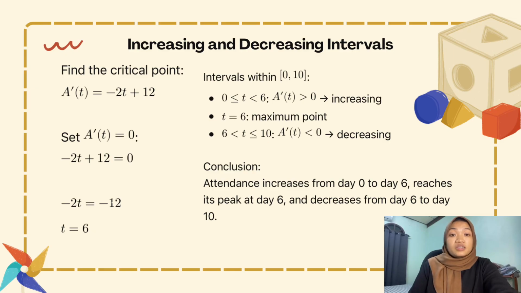Next, we analyze the intervals within the domain from 0 to 10. From day 0 until day 6, the derivative is positive, so attendance is increasing. At day 6, the derivative is 0, so attendance reaches its maximum value. From day 6 until day 10, the derivative is negative, so attendance is decreasing. Therefore, the attendance increases from day 0 to day 6, reaches its highest point on day 6, and then decreases from day 6 to day 10.